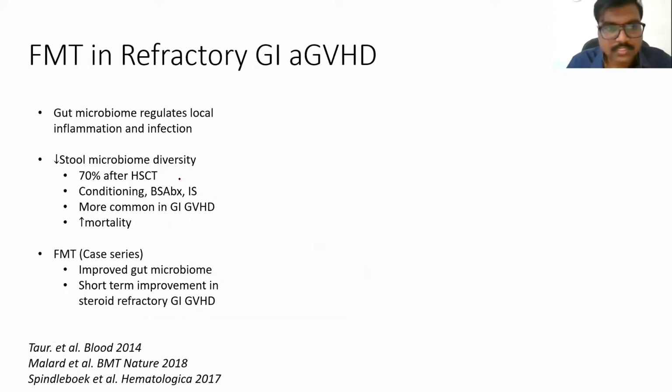What is of interest to gastroenterologists is the role of FMT. In the pathogenesis of acute GVHD, what was observed was that there is a lot of gut dysbiosis. There is a decrease in the stool microbial diversity, which occurs in approximately 70% of the patients after stem cell transplant. And this has corresponded with the incidence of GVHD also.